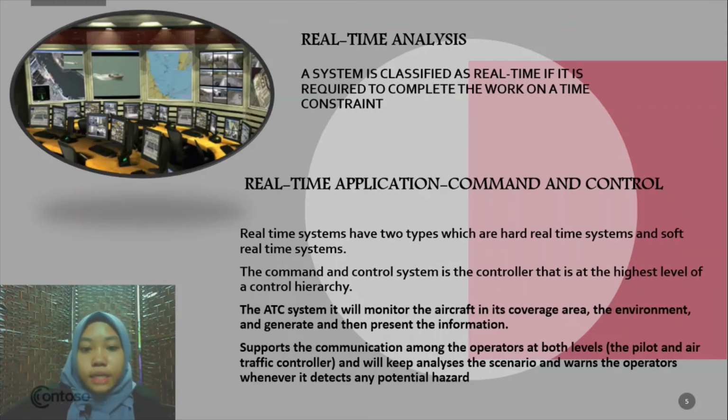The ATC system will monitor the aircraft in its coverage area and the environment, and generate and then present the information. The environment includes weather conditions, for example icing, lightning, and strong wind. The command and control supports the communication among the operators at both levels, the pilot and the air traffic control level. And it will keep analyzing the scenario and warn the operator whenever it detects any potential hazard.